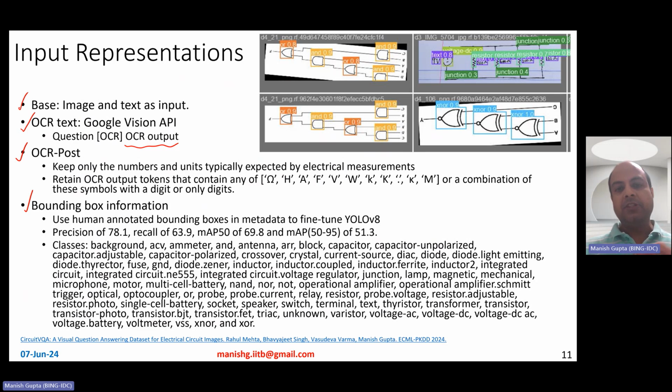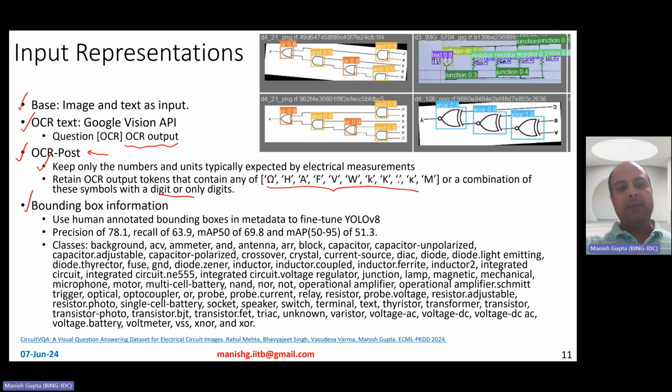Okay. So OCR text is noisy. Therefore, what we also do is an OCR post kind of model, where we only keep the numbers and units typically expected in electrical measurement. So we only keep those OCR output tokens that contain any of those typical electrical units, like ohms and so on. You keep only those strings, or a combination of these strings with digits. That's all we keep as the OCR output tokens. Others we eliminate. Okay, so that's one kind of input.